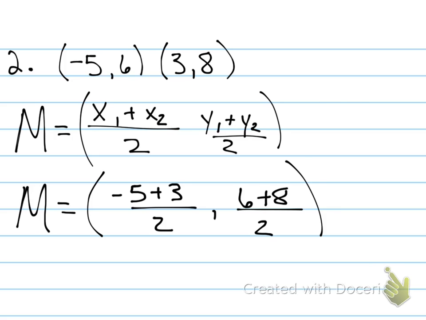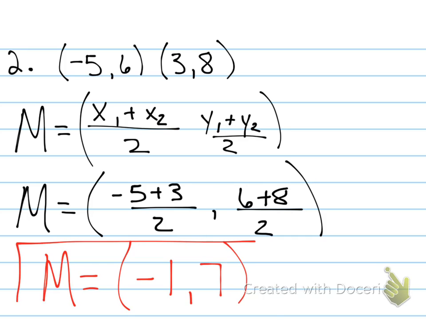Negative 2. So M equals, what's negative 2 divided by 2? Negative 1. And 6 plus 8 is 14. 14 divided by 2. And there's my midpoint. Negative 1, 7, and it's in parentheses because it's an ordered pair.